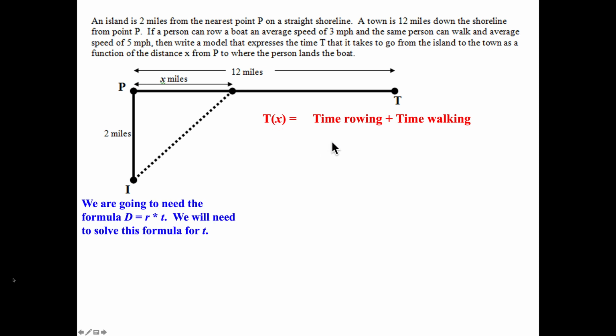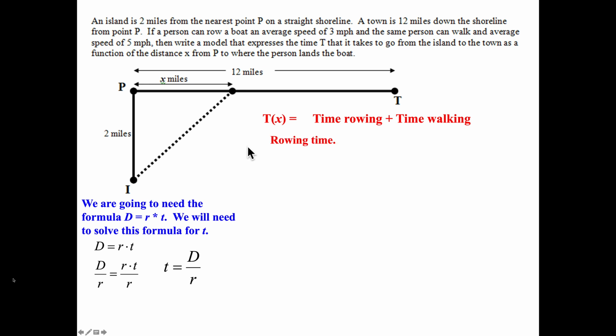So let's take care of rowing. We need our distance equals rate times time formula, because it has distance in it, rate, and time. We're going to solve it for t by dividing over the r. So we need to write our time for rowing and our time for walking as the distance we traveled rowing over the rowing rate, and the distance we walk over the rate at which we walk.